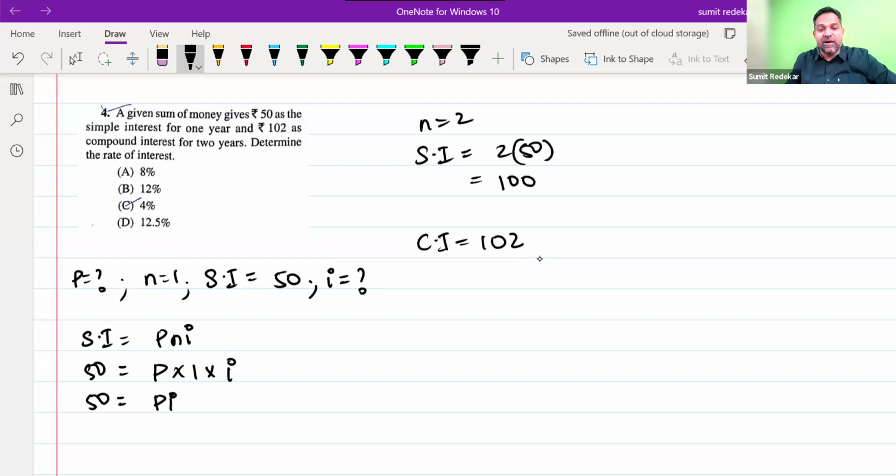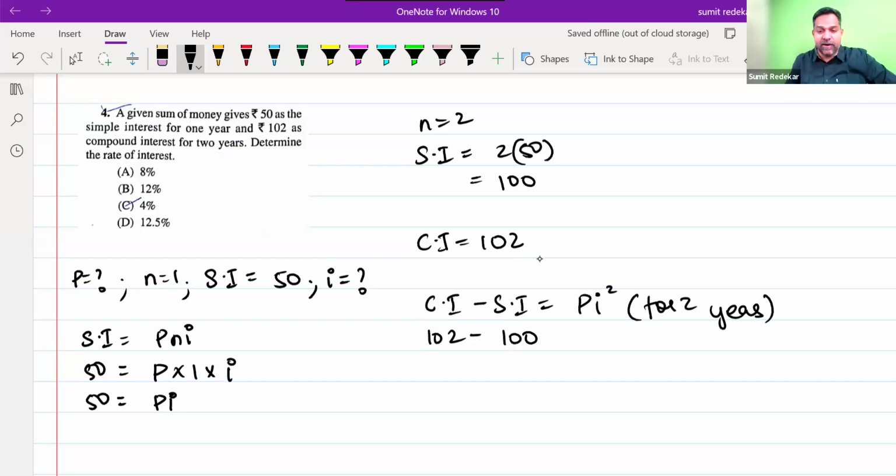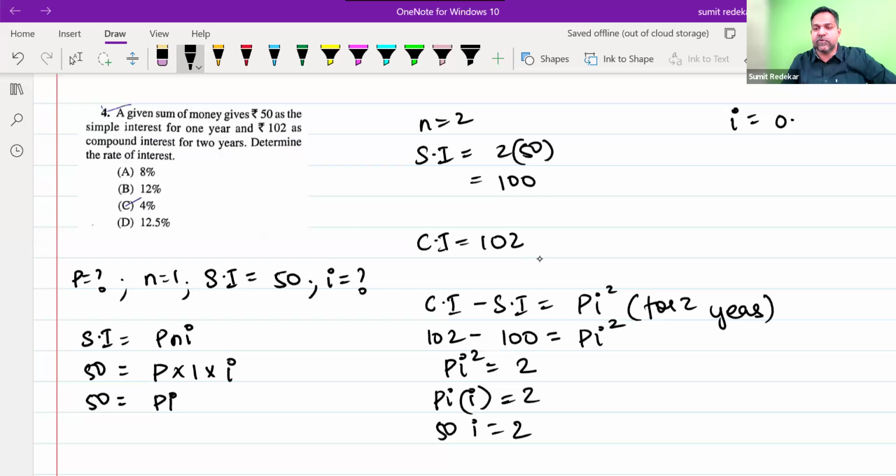So if for 2 years simple interest is 100 and for 2 years compound interest is 102, haven't we learned that compound interest minus simple interest is PI square for 2 years? But one minute, I know that for 2 years compound interest is 102, simple interest is 100, which is PI square. Then can I say PI square is 2? But one minute, don't I know the value of P? Correct. Then can I say PI into I is 2, 50I is 2.